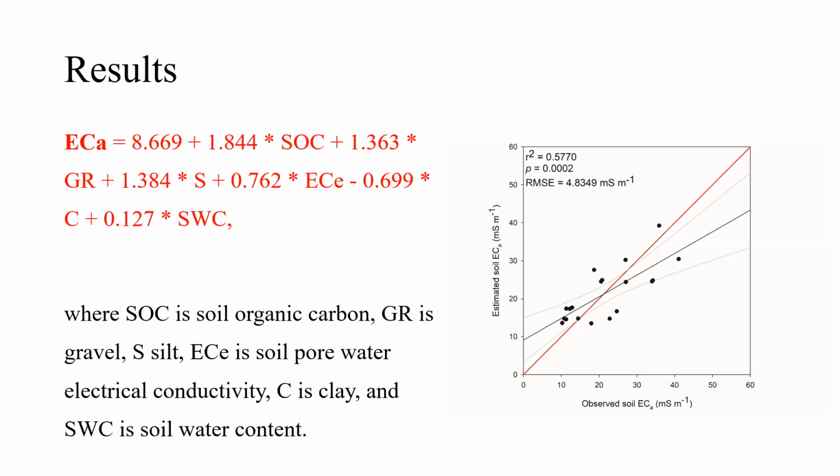When regressing the values of the ECa estimated with this model to the ECa values measured in the field by EM38, an R-square of 0.58, a p-value of 0.0002, and a root mean square error of 4.8 millisiemens per meter were obtained. So we can say these two fit pretty well with each other by this model.